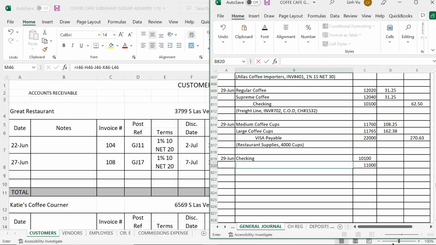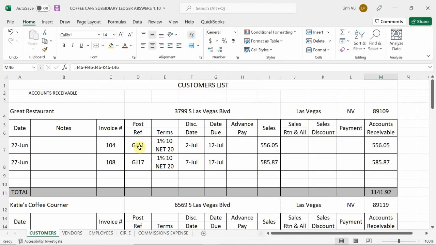So in this case, this is sales discount. And then you will get your accounts receivable. Okay? So in this case, we at least know that they owe me a total of $556.05. That's at least what we know. Now we need to determine what 1% of that is. Well, what is 1% of this?